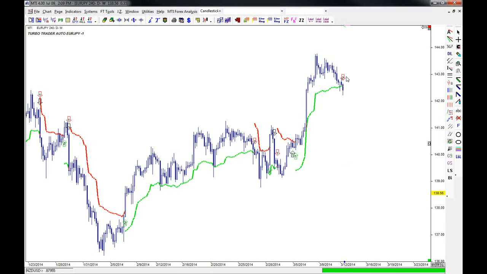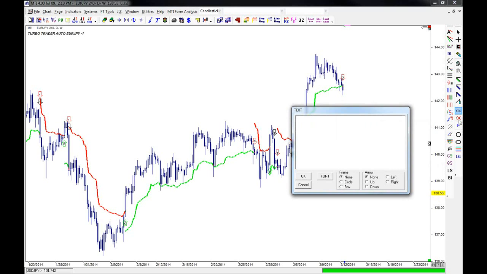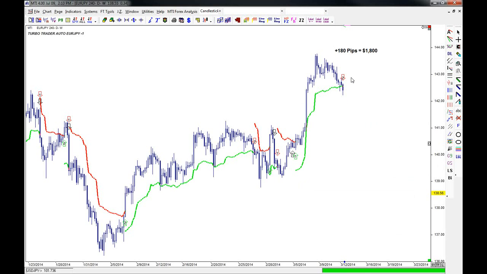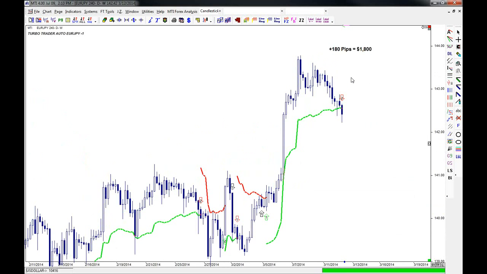When this red arrow appears, that would have been a message sent to my phone telling me, hey, get out, take your profits, reverse your position. So let's take a look at our profits. Well, we got in here. We got out here. Who can tell me how many pips we just generated? Yep, absolutely. 180 pips. So we're up 180 pips, or 1,800 US dollars. So what are we doing now? Well, we're simply going to reverse our position, and we're now going to go into sell mode.